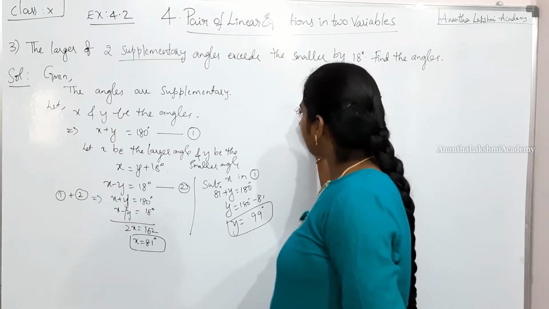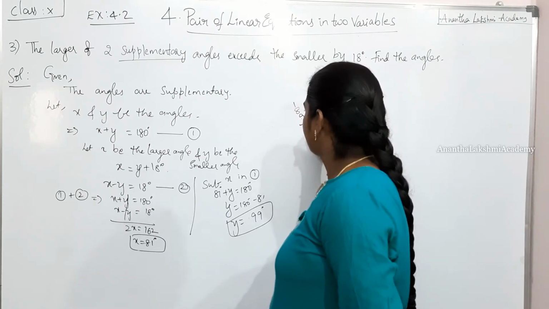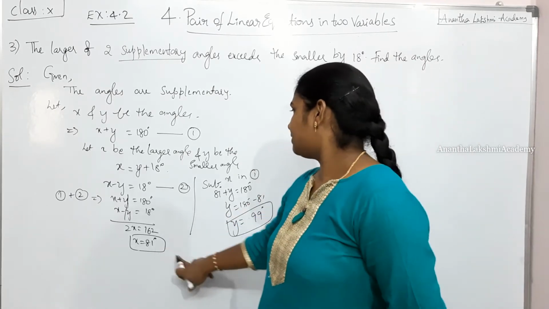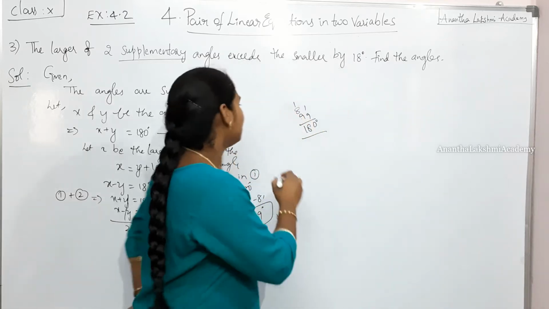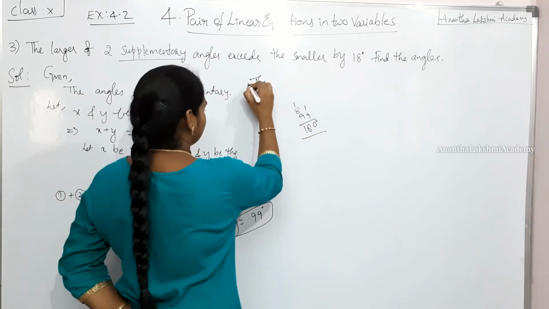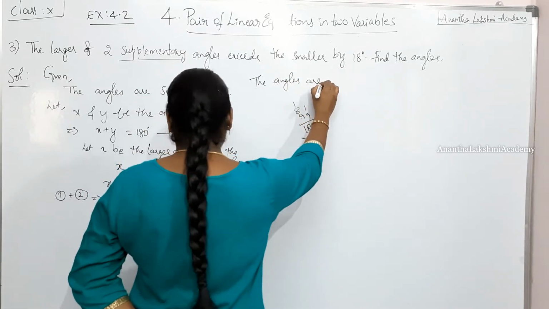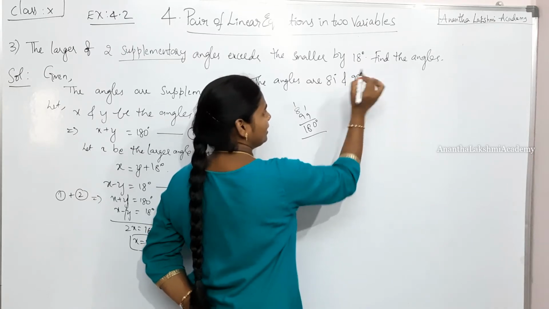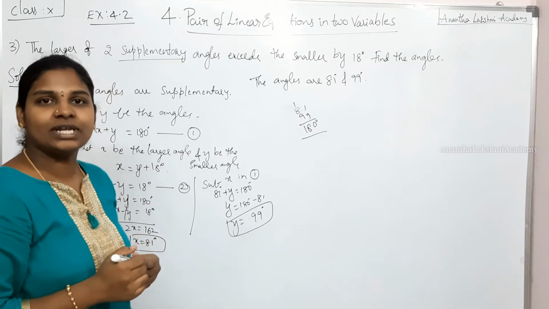If you sum up 81 and 99, this becomes 180 degrees, isn't it? So x is equal to 81 degrees and y is equal to 99 degrees. What are the angles? The angles are finally 81 degrees and 99 degrees. Alright, so that is about the third problem. Let's jump into the next problem.